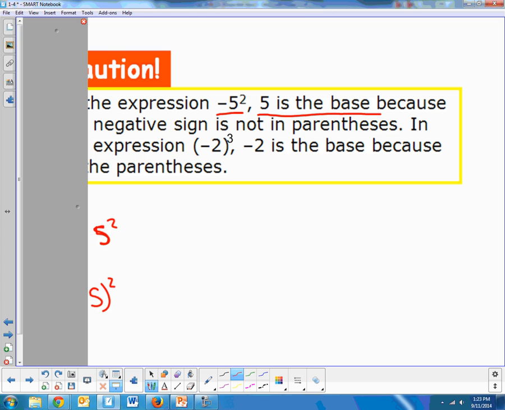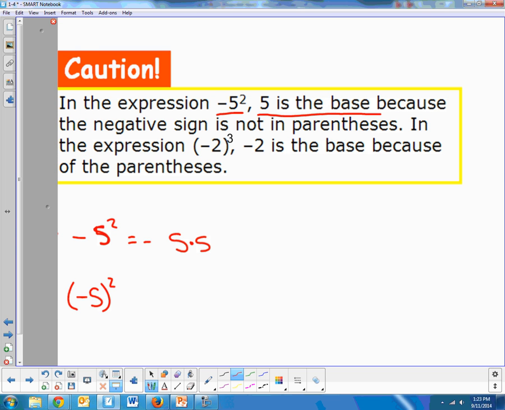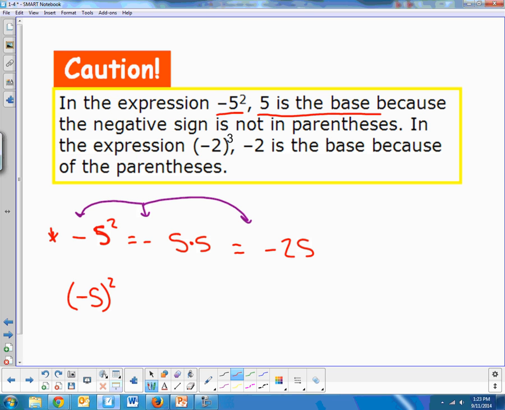We're just going to do 5 to the second power. We're going to do 5 times 5. And that negative sign is still out in front. And it's still out in front right here. But 5 times 5 is going to give me 25. However, that negative sign is still out in front. So the answer is going to be -25. So without the parentheses, -25.